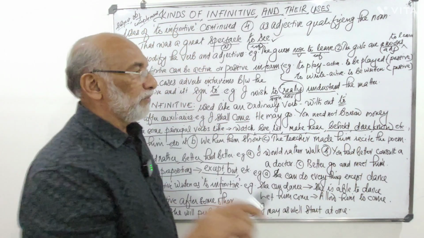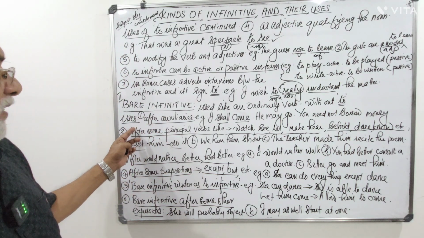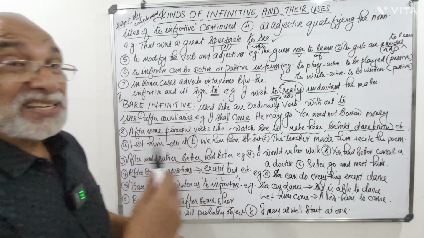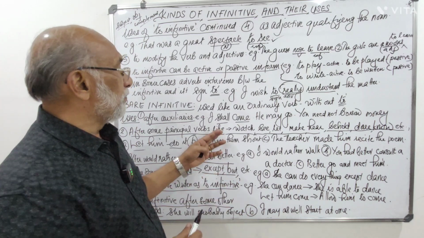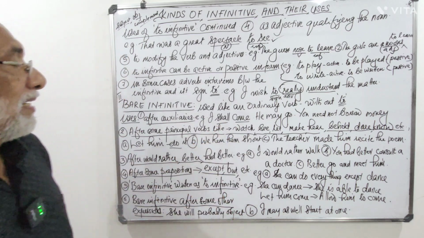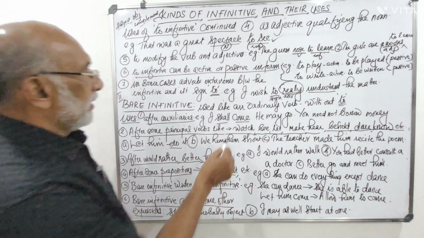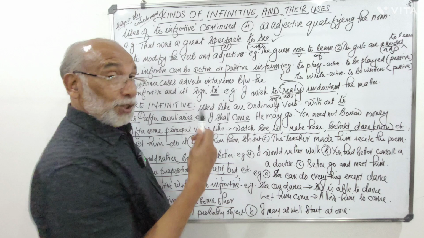That means "to" won't be found here in the bare infinitive. Uses: after auxiliaries, auxiliary verbs. Shall, may, can, could, such auxiliaries are there. See, I shall come. Here we don't say I shall to come.